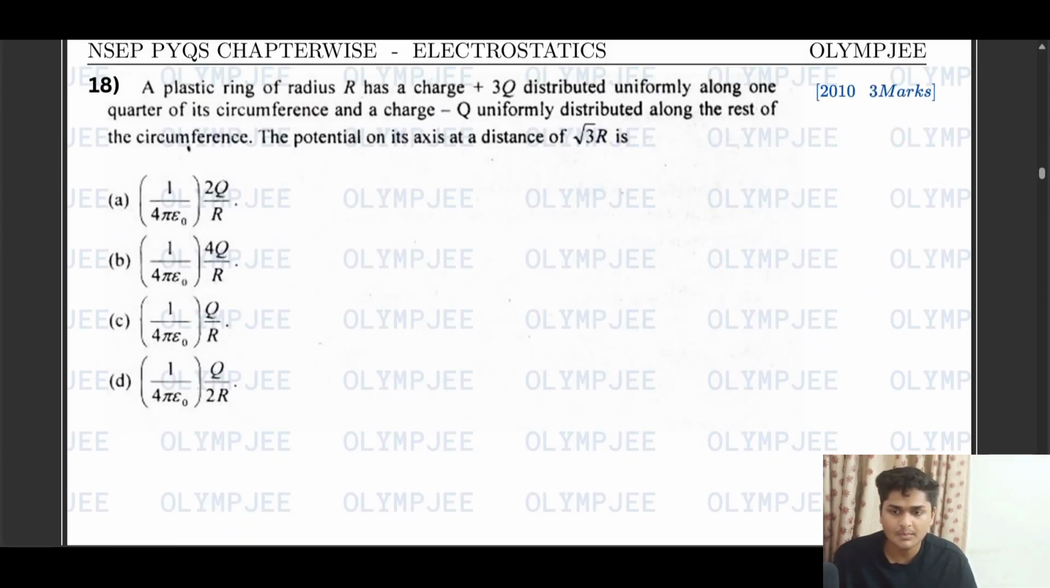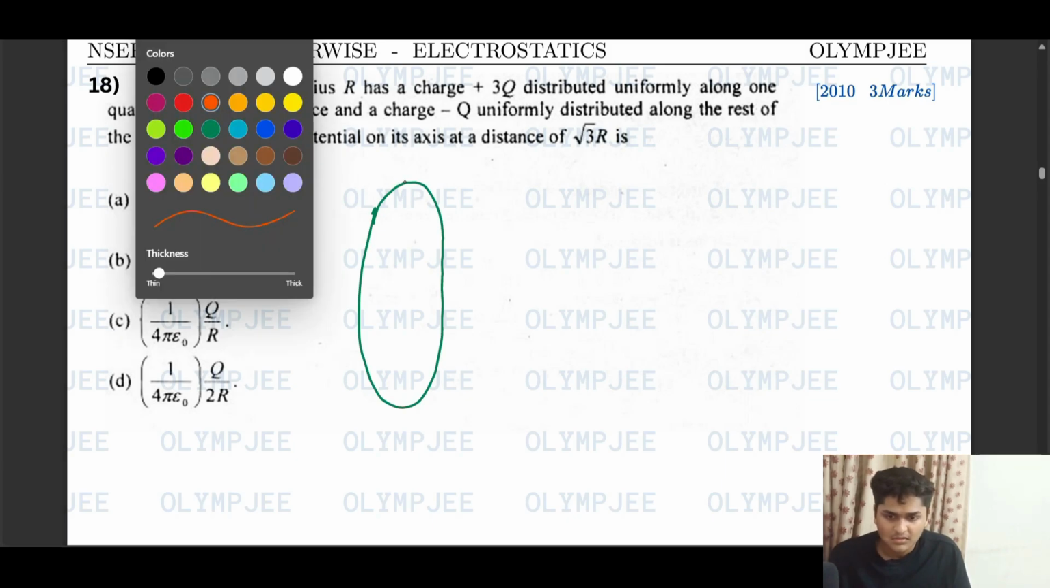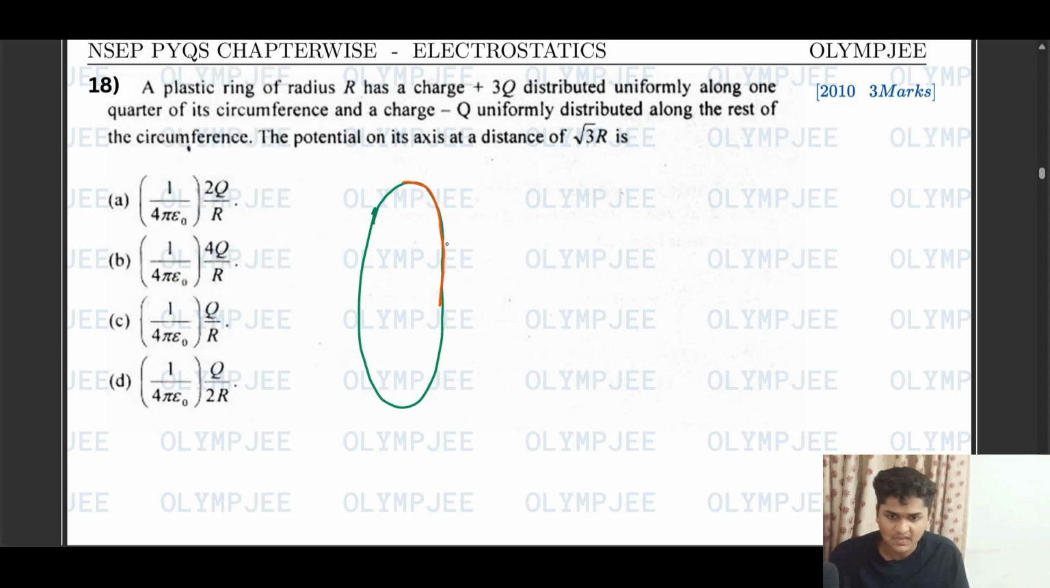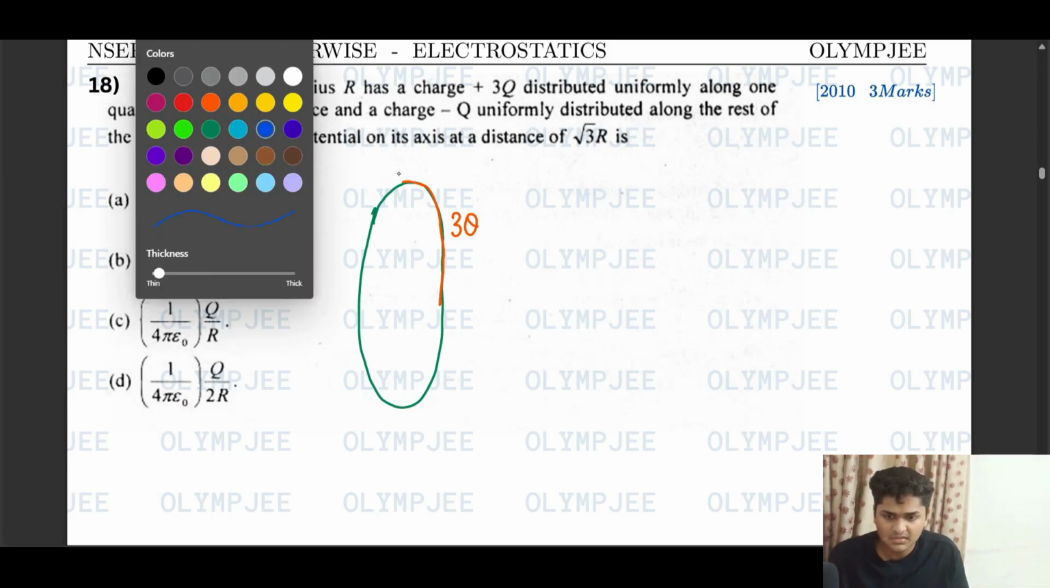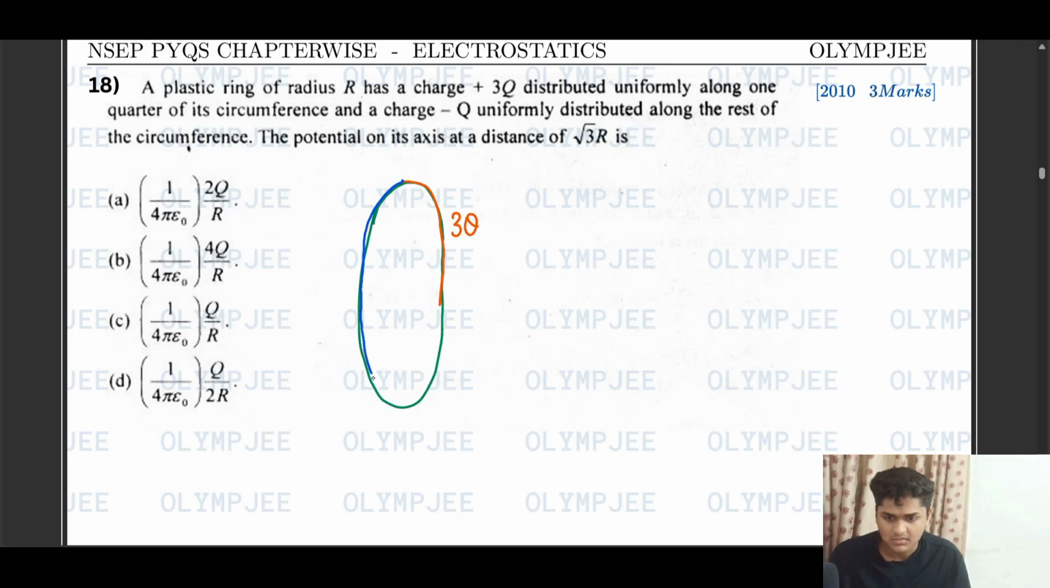Question 18 says a plastic ring of radius r has a charge 3q distributed uniformly along 1/4 of its circumference and a charge minus q distributed along the rest of the circumference. This is 1/4, it has 3q, and the rest has charge minus q. We need to find the potential at a distance of √3 r.